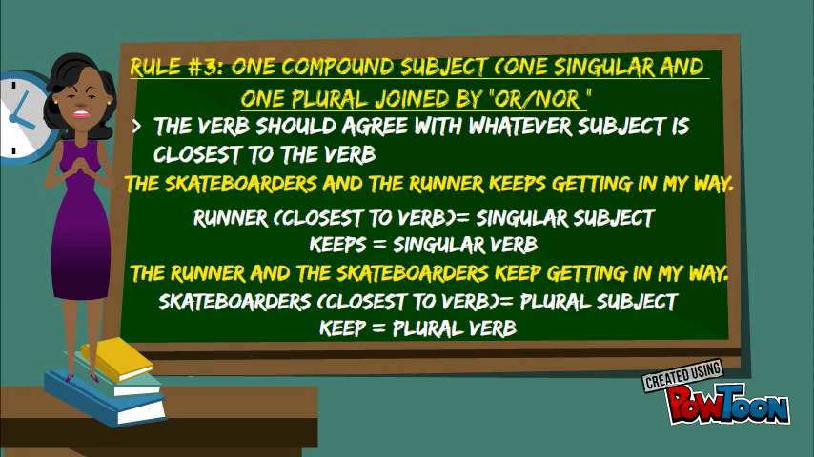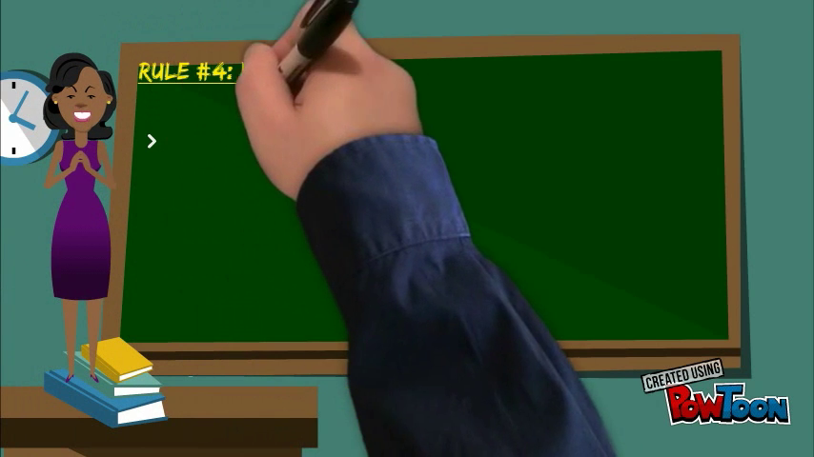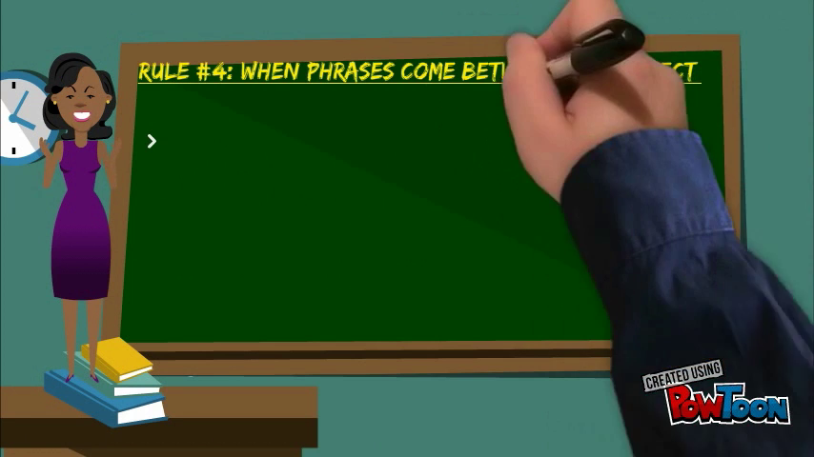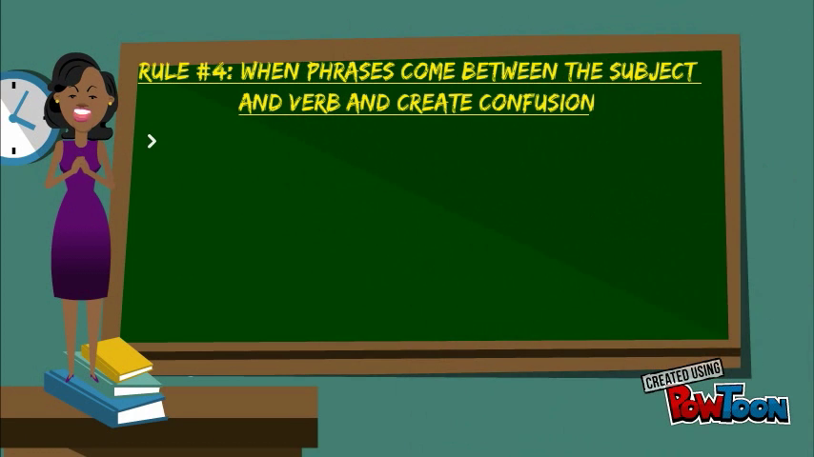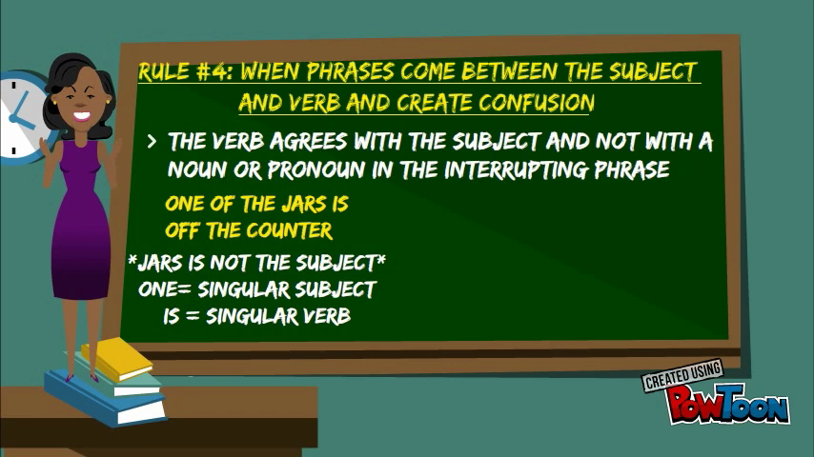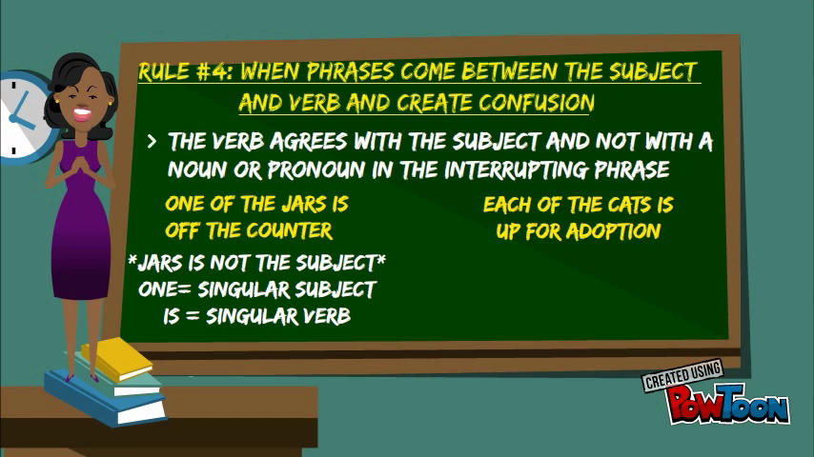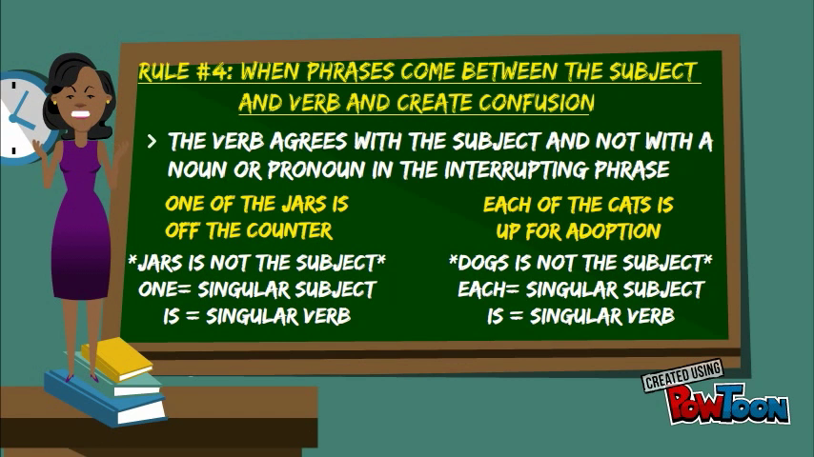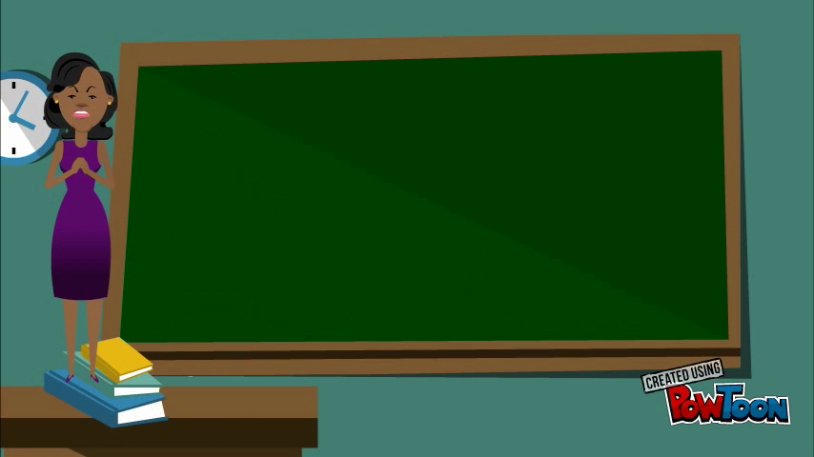Rule number 4, when phrases come between the subject and verb and create confusion. Remember that the verb agrees with the subject and not with the noun or pronoun in the interrupting phrase. View the examples below and notice how they have interrupting phrases that might confuse you. However, make sure to have your verb agree with the subject.